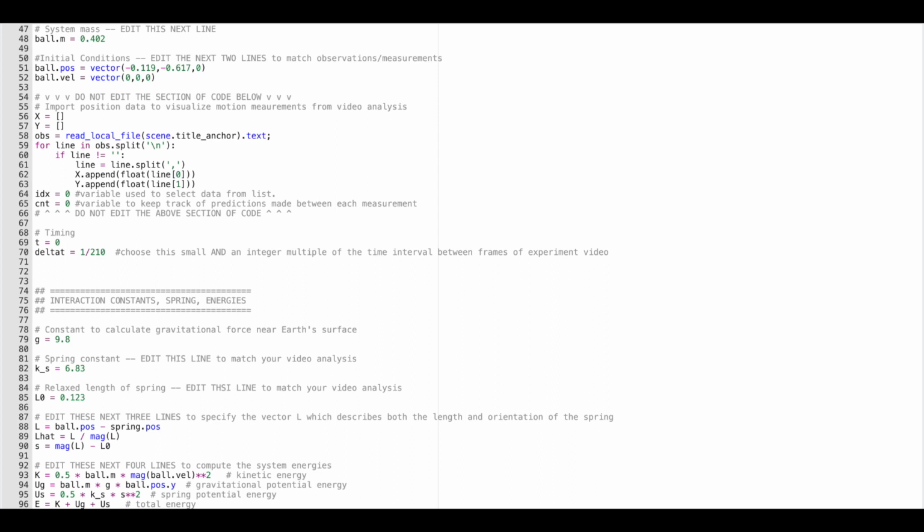I've set K to 1/2 mv squared, potential energy of gravity to the ball mass times g times the position y. I've set the spring potential energy to 1/2 k times displacement squared, and then I'm adding all that up with energy equal to K plus UG plus US.